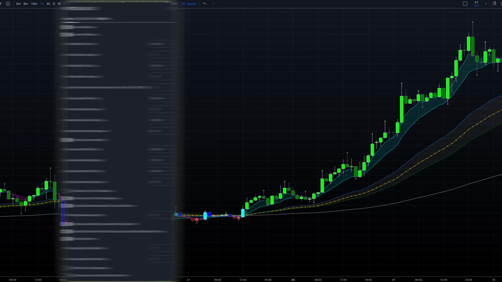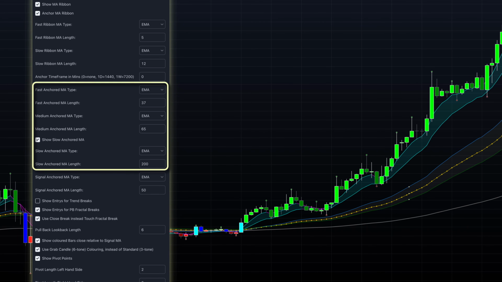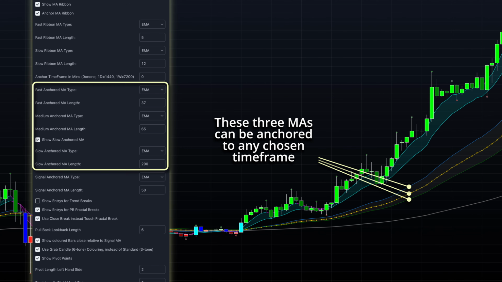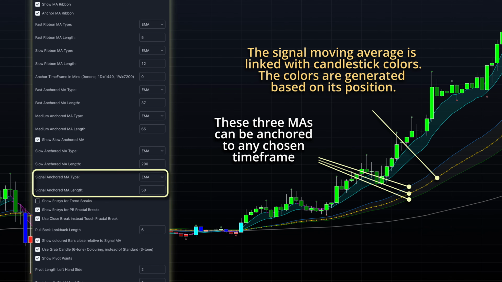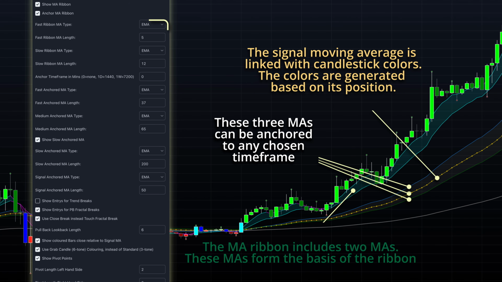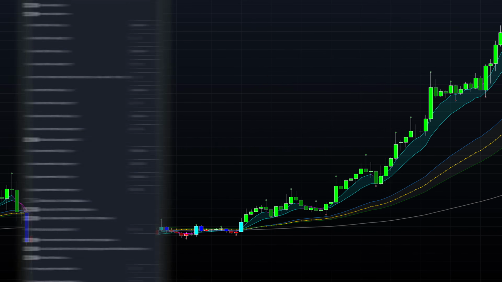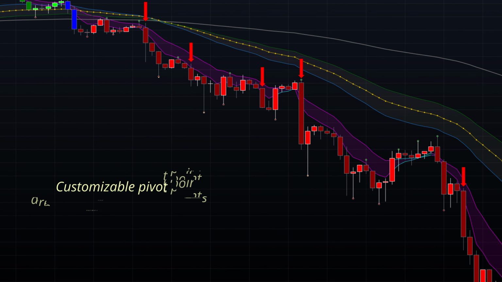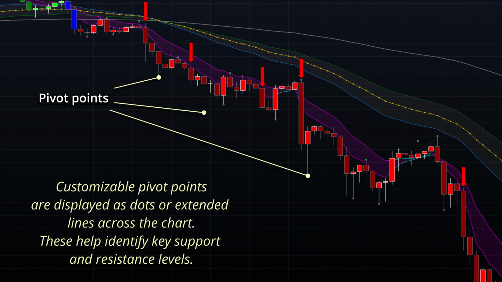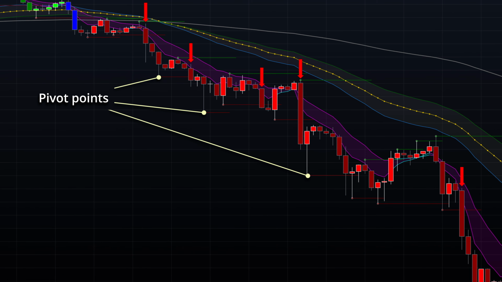At its core are multiple moving averages, 3 anchored to higher time frames, a signal moving average, and a moving average ribbon. Together, they define trend direction and highlight pullback opportunities. Customizable pivot point calculations help pinpoint key support and resistance levels, displayed as dots or extended lines across the chart.